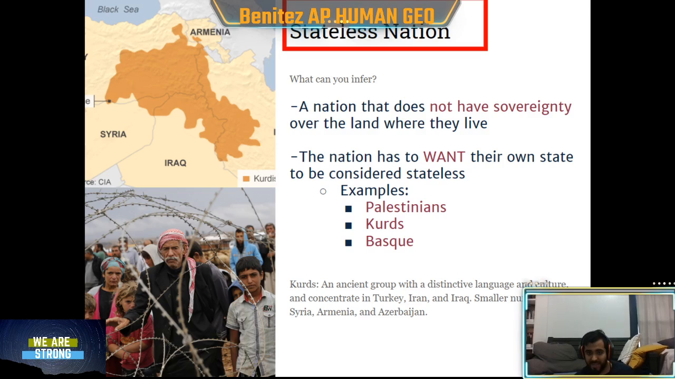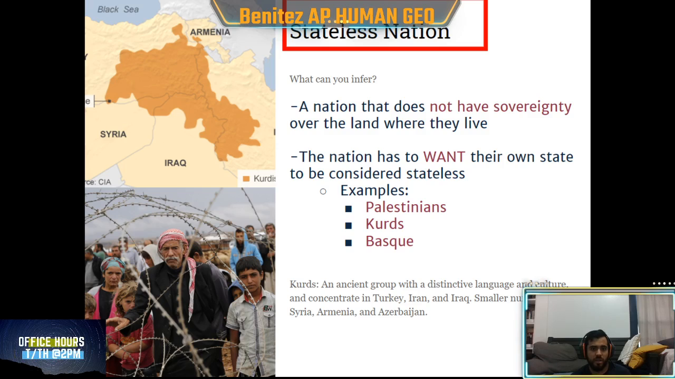And then we have a stateless nation. Stateless means they have no government, no boundaries, no economy, but they do have a group of people, a nation. So a stateless nation is a nation that does not have sovereignty over the land where they live. Some examples are Palestinians, the Kurds, and the Basques.